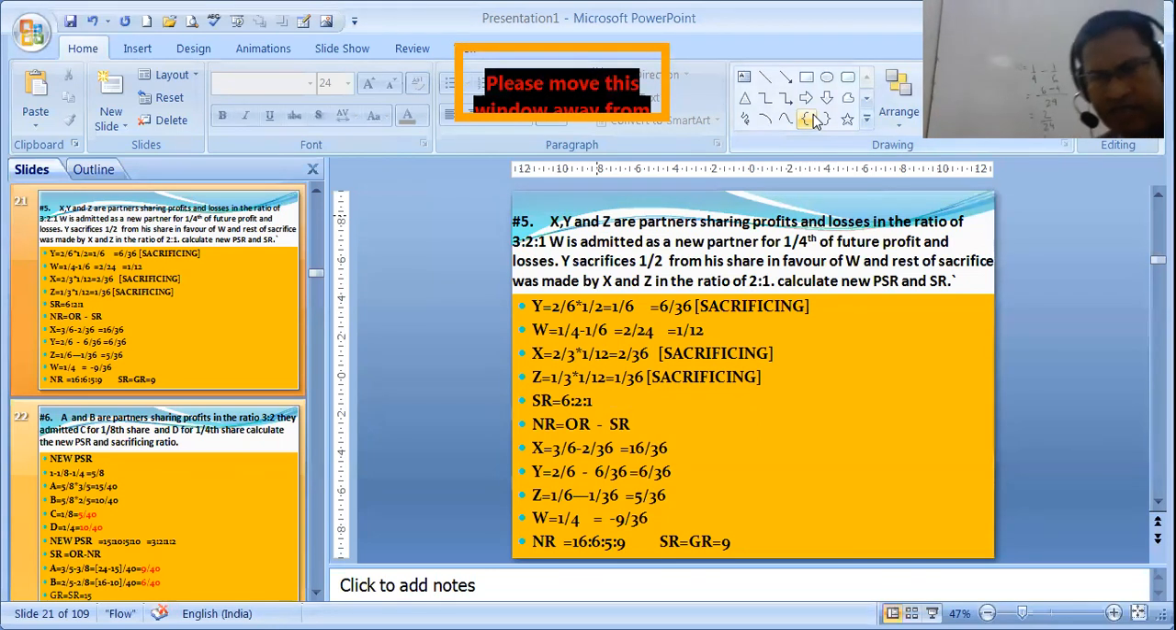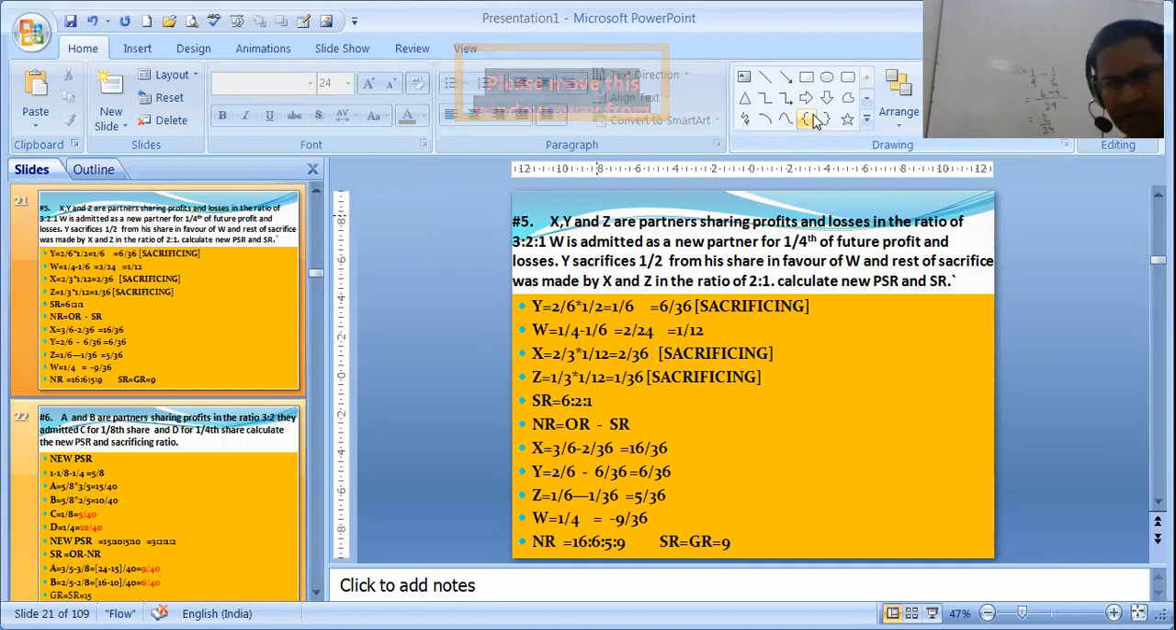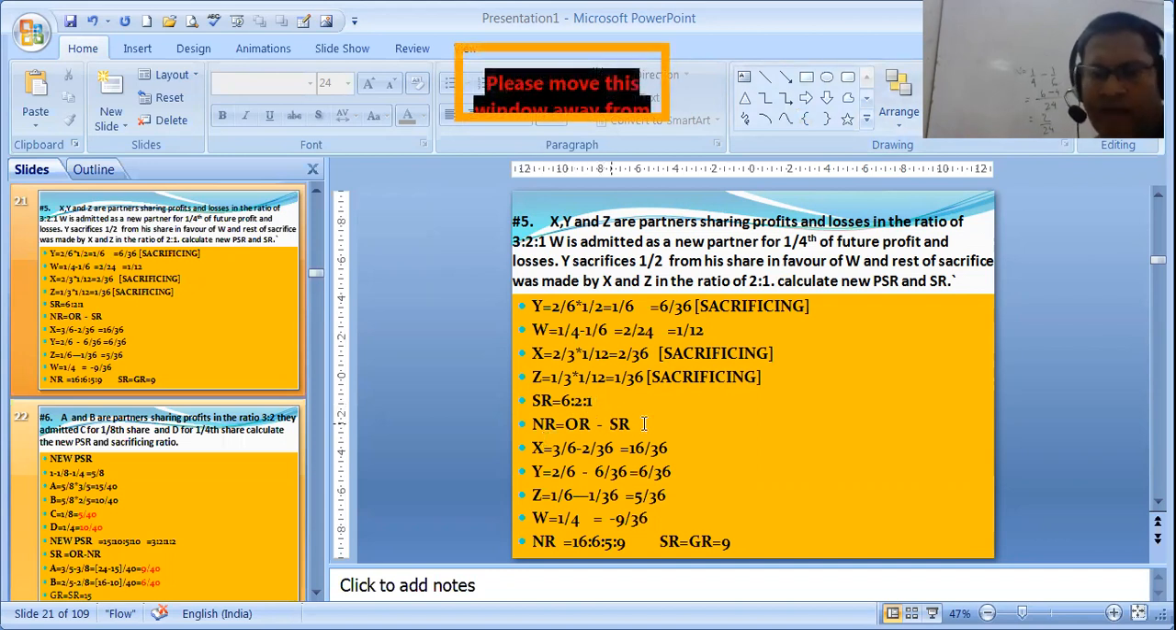That is shown over there, that 2 by 3 into 1 by 12 is what X is sacrificing, and Z is sacrificing 1 by 3 into 1 by 12, that is 1 by 36. So our sacrificing ratio is 6 is to 2 is to 1 in this sum. New ratio is old minus sacrificing. A new ratio, again a new formula, old minus sacrificing.